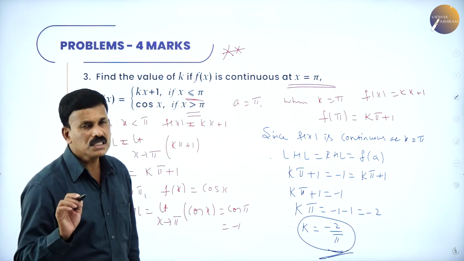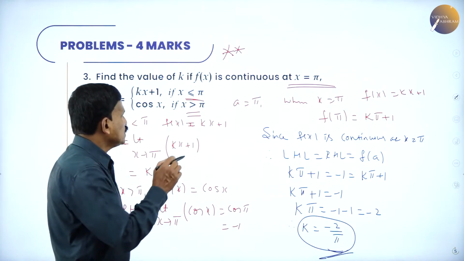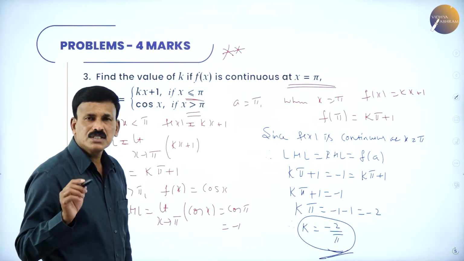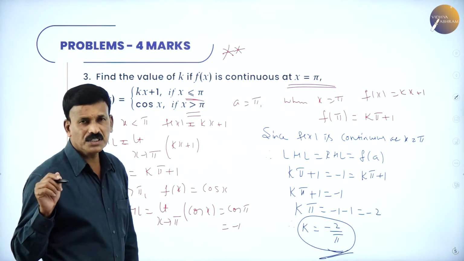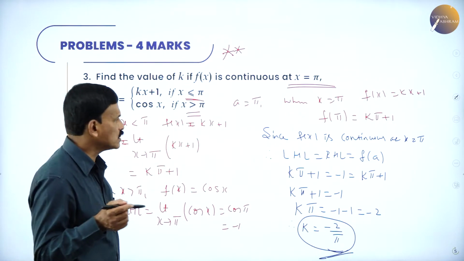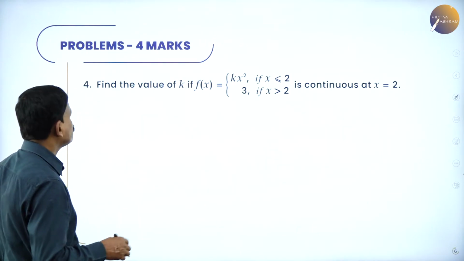Okay. So in this type of problems, see they have given already it is continuous. Just put LHL is equal to RHL is equal to functional value. Equate it. You will get the answer. That's it. Now come to the next problem.